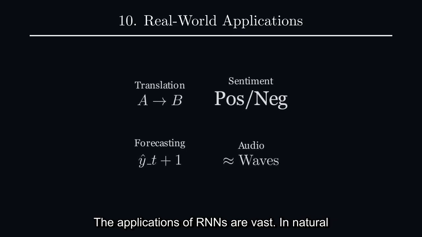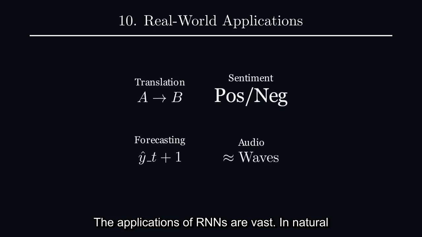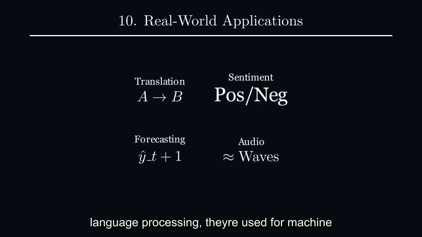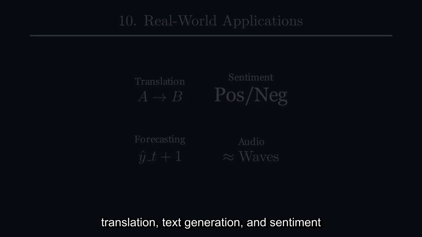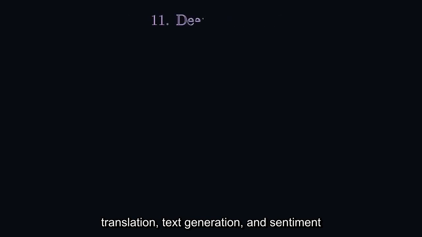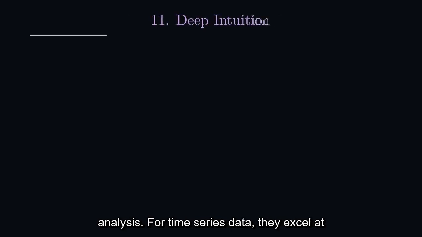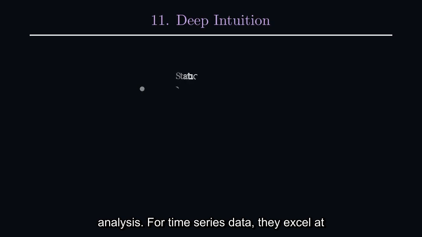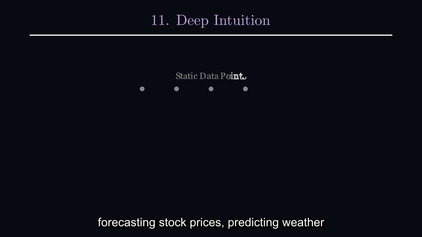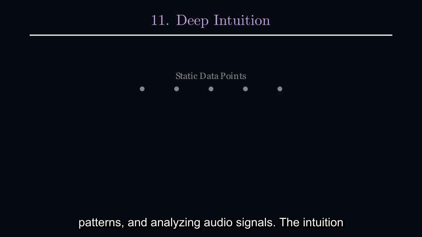The applications of RNNs are vast. In natural language processing, they're used for machine translation, text generation, and sentiment analysis. For time series data, they excel at forecasting stock prices, predicting weather patterns, and analyzing audio signals.